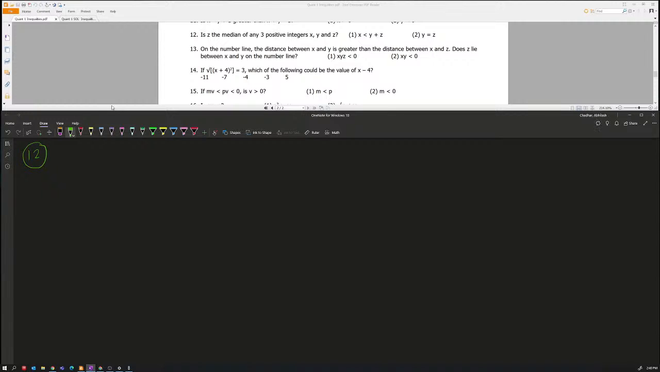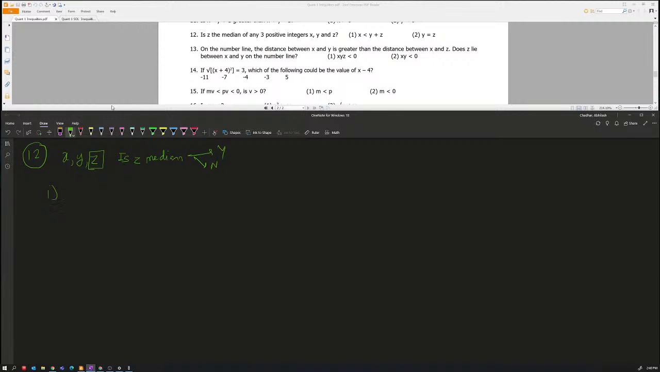Question number 12 says, is z the median for three positive integers x, y, and z? So there are three positive integers x, y, and z, and they're asking whether z is the median. So our question is, is z the median? In that case, we have to prove either a yes or a no.